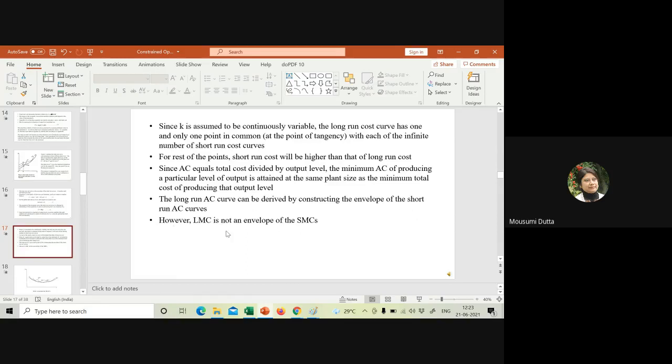However, you know this thing, LMC is not an envelope of SMCs, because LMC is a different thing. This is related to change, okay, change in total cost due to change in output. Average cost is just a matter of scaling. However, the marginal cost is a different concept. Okay, it is about change.